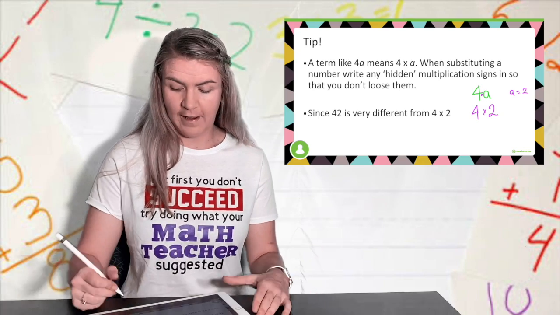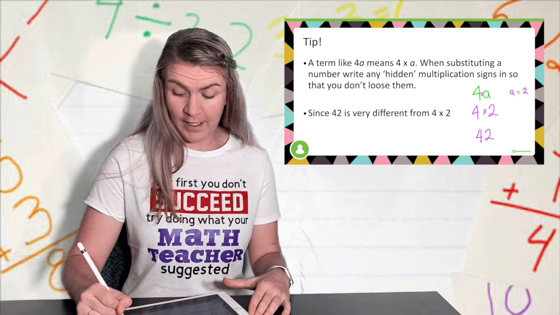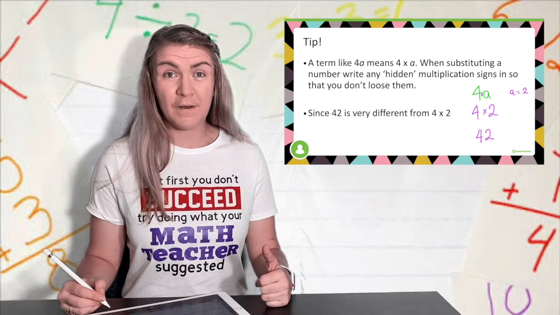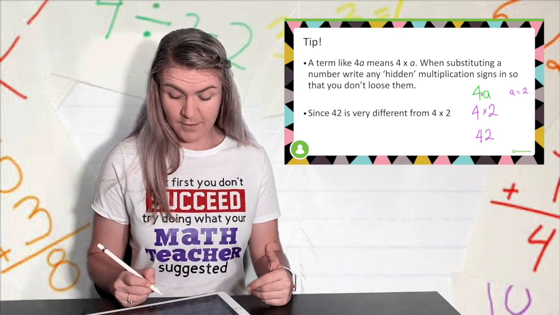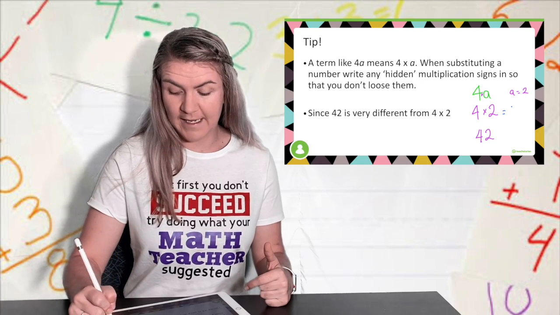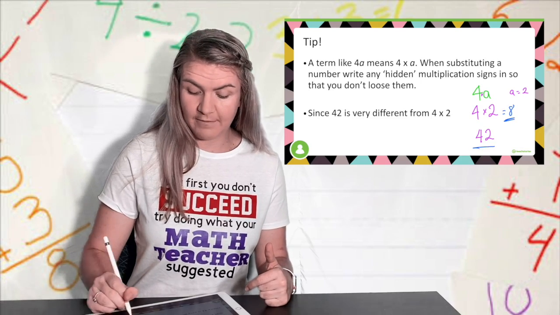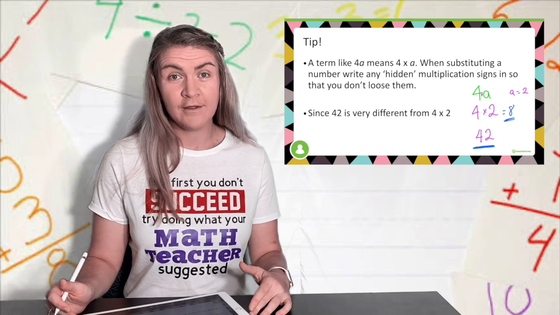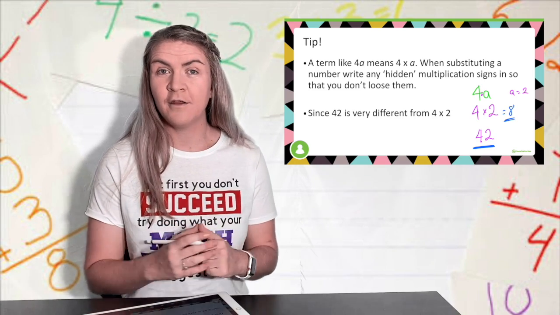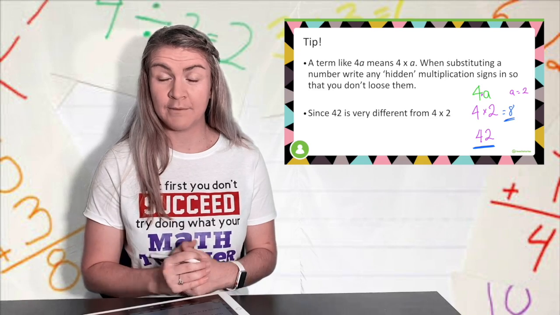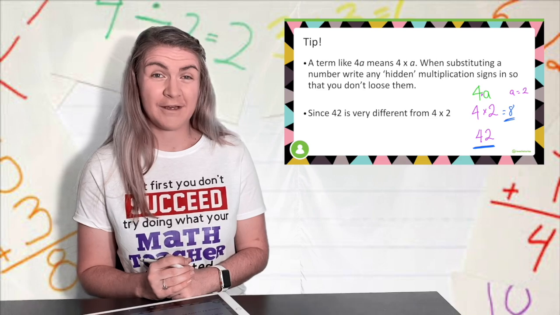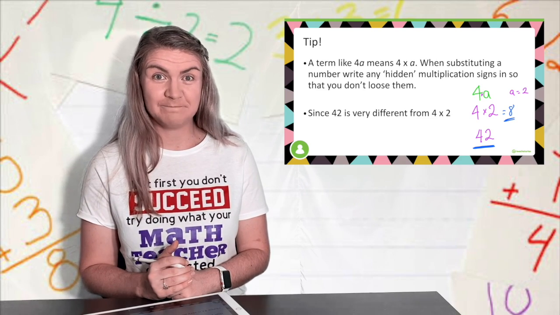If I don't do that, I might end up writing 42 because I'm just literally replacing the a with a 2. But that is not correct because obviously 4 times 2 equals 8, and 8 is a very different number than 42. So I need to make sure that I find all those little hidden multiplication marks when I am doing my problem. And I will tell you, this is one of the most common issues that students will get.